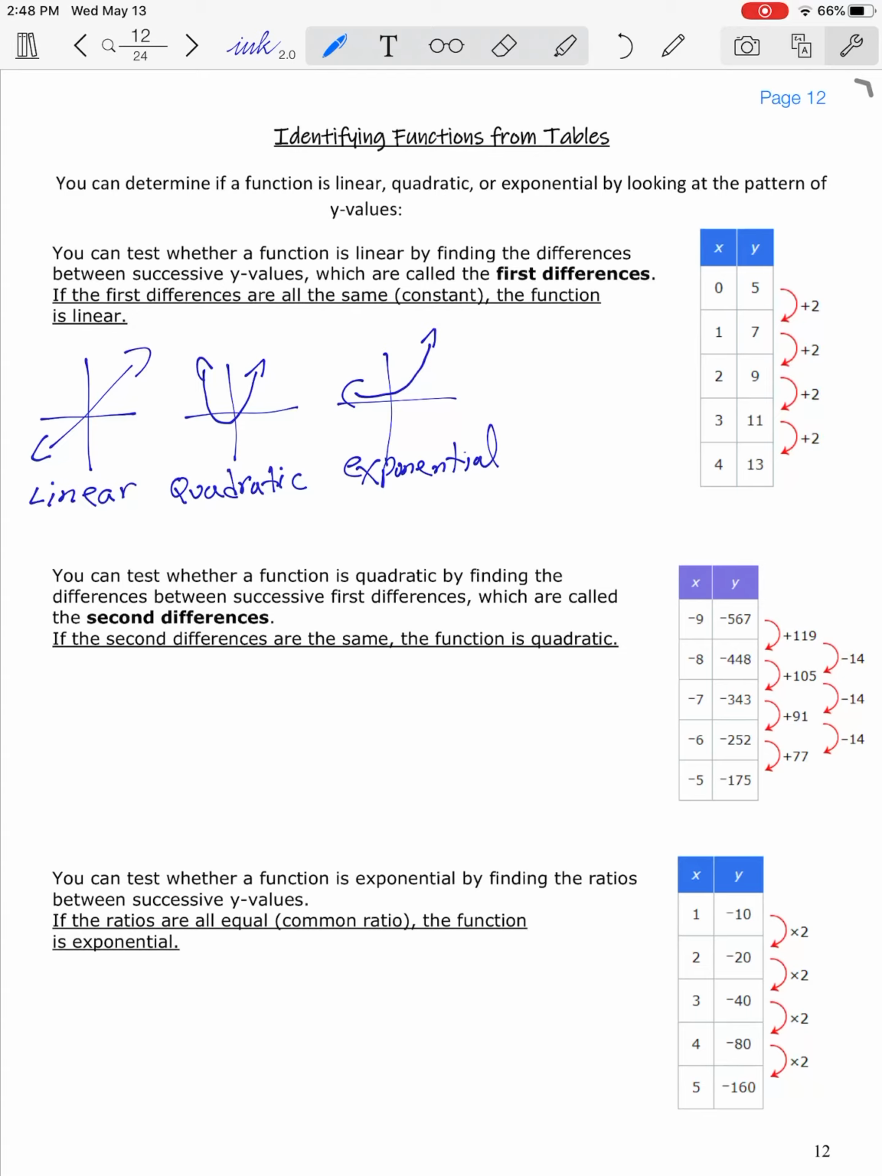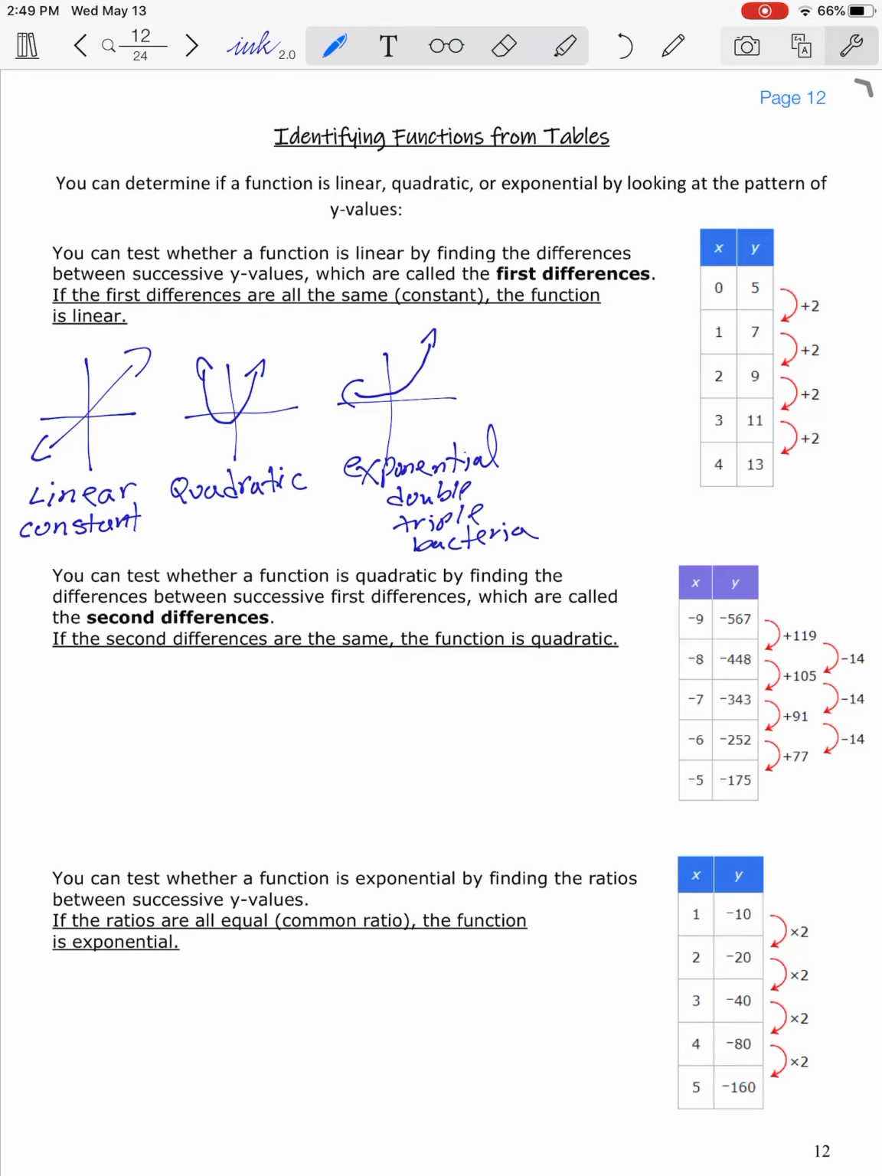Now, it's usually an exponential function when the keywords are double, triple. And anytime they talk about bacteria, it's always going to be an exponential function. A linear function, the key word for linear is constant. It has a number that it goes up. Constant. Your slope is constant.